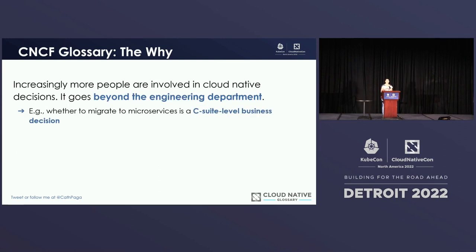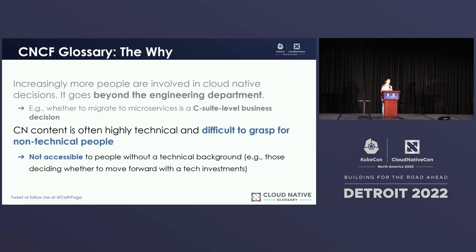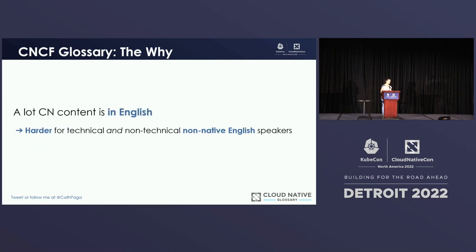And then we see that the audience changed. Increasingly more people are involved in cloud native decisions. For instance, whether a company should migrate to a microservices architecture is not a decision that is done isolated in the engineering department. These projects cost millions of dollars and need buy-in from the leadership team and boardroom. But if we look out there, most cloud native content is written for a technical audience. That makes it really hard to understand for people with no technical background. So how can the C-suite make these critical decisions without content they can easily understand?